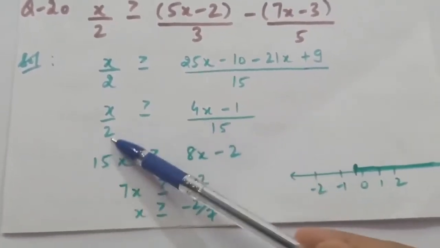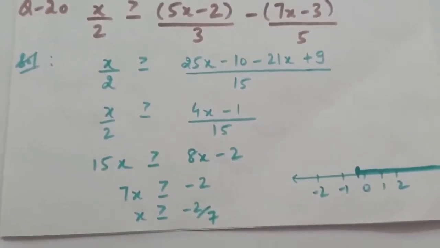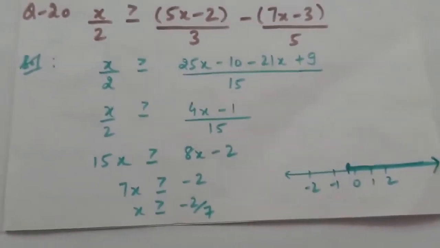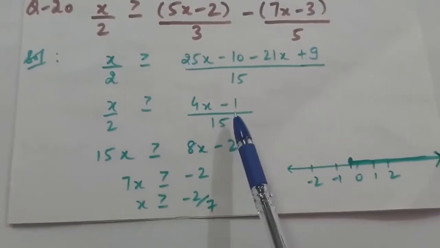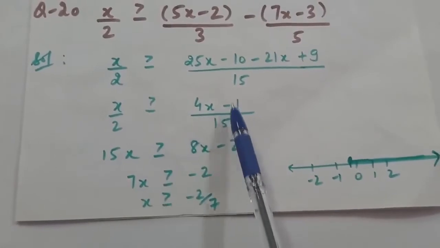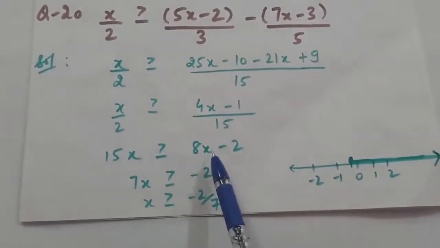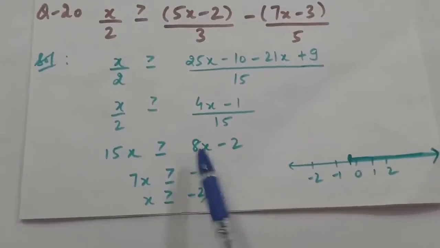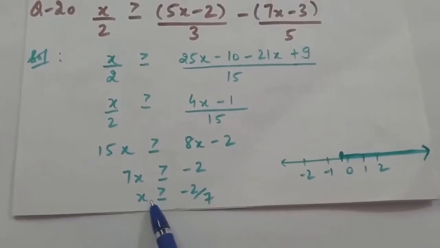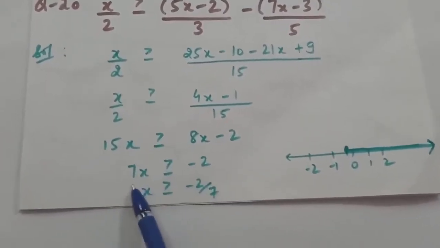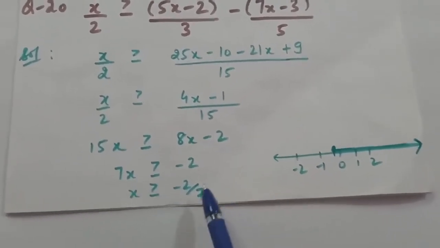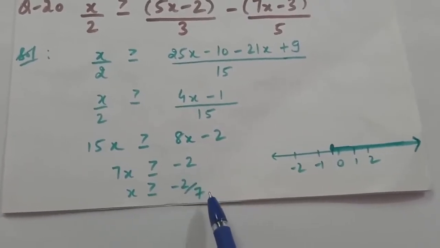Now multiplying both sides with the LCM of the denominators. Here it is 2, here it is 15, so the LCM of the denominators will be 30. Multiplying both sides by 30, you will get 15x greater than or equal to 8x minus 2. Taking this 8x to that side, you will get 7x greater than or equal to minus 2. To get the value of x, we divide both sides by 7. As 7 is a positive number, the sign of the inequality will not change. So x is greater than or equal to minus 2 by 7.